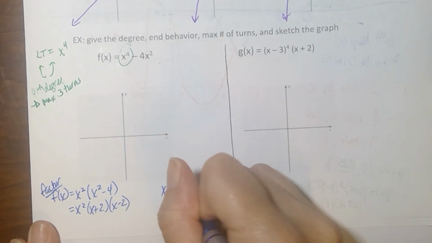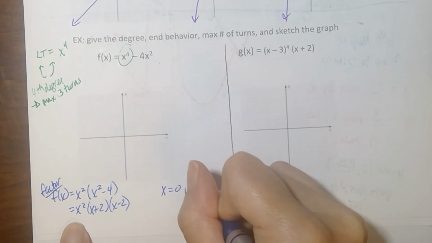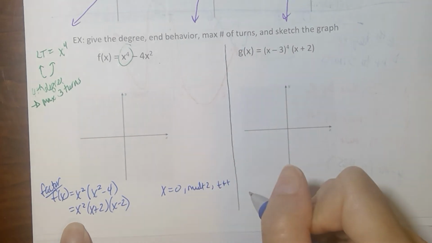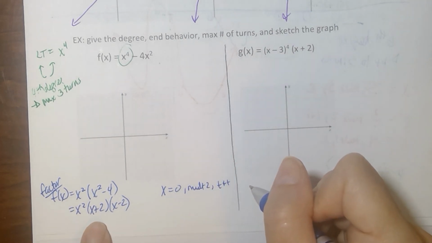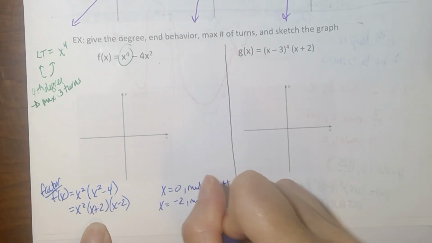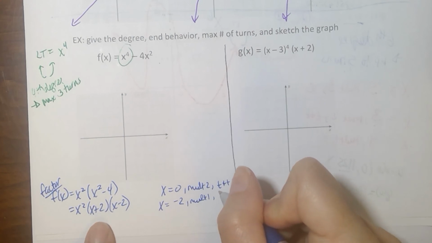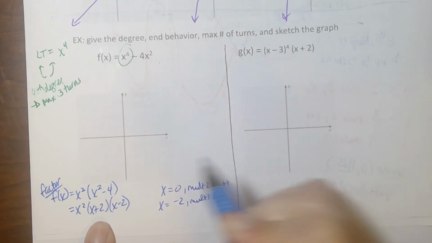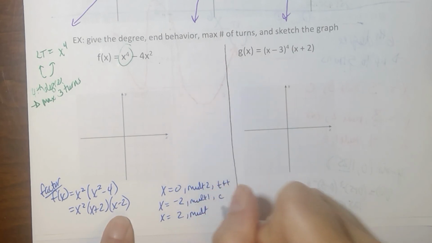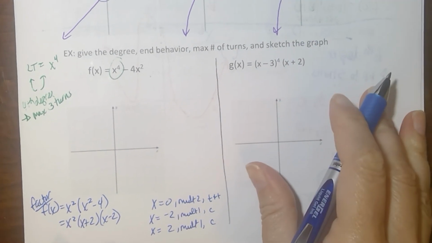I've got x equals 0 right here. That's multiplicity 2, even multiplicity. So at that value, we're going to touch and turn. For the next factor, I have x equals negative 2, which is multiplicity 1. The exponent here is 1. That's odd, so it's going to cross. And at x equals positive 2, I also have multiplicity 1, so it's going to cross.